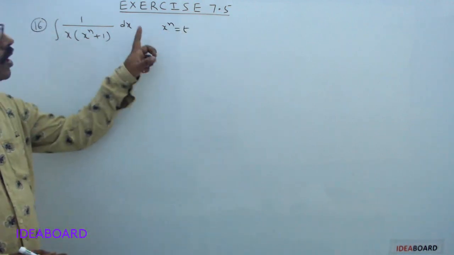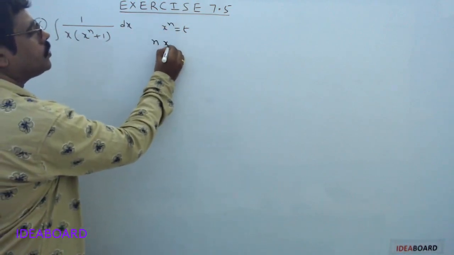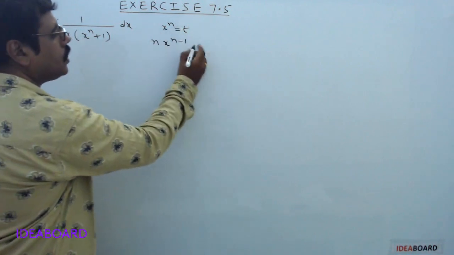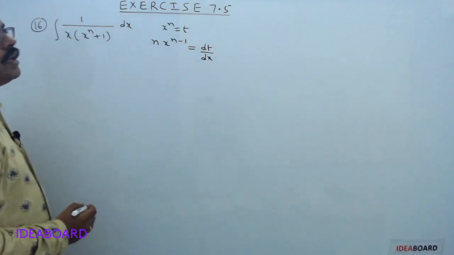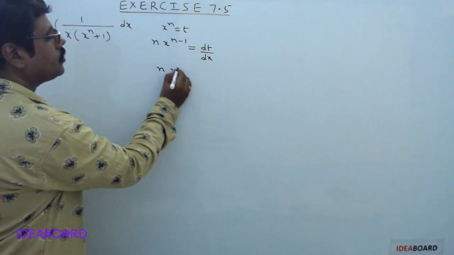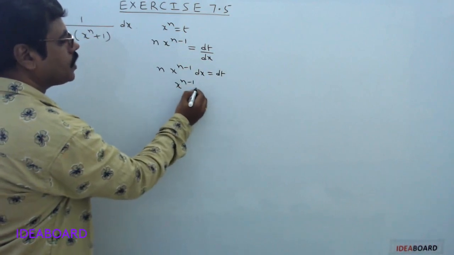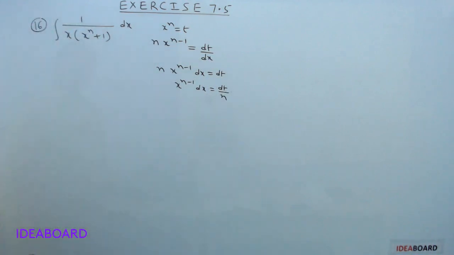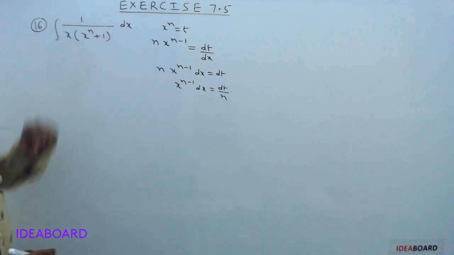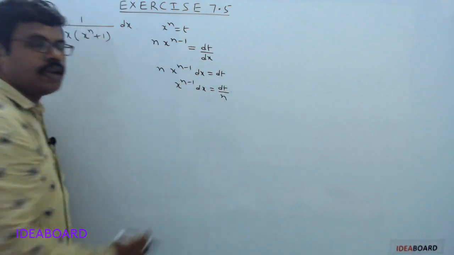Differentiate this equation on both sides with respect to x. Derivative of x power n is n into x power n minus 1 equal to derivative of t with respect to x, which is dt divided by dx. So from this, n into x power n minus 1 into dx equal to dt, x power n minus 1 into dx equal to dt divided by n. Here, if you observe the numerator of the given problem, here 1 into dx will be there.